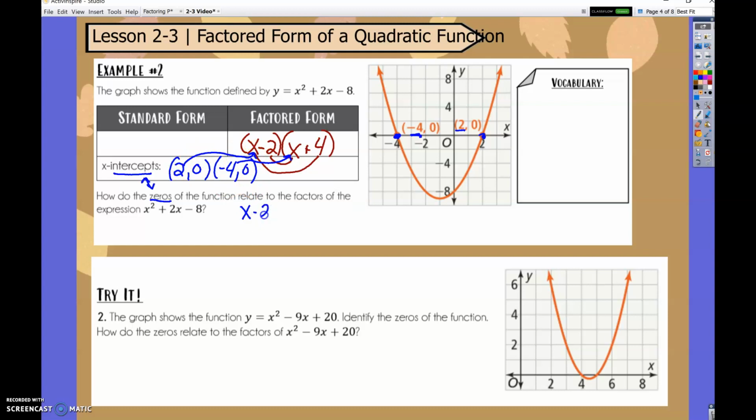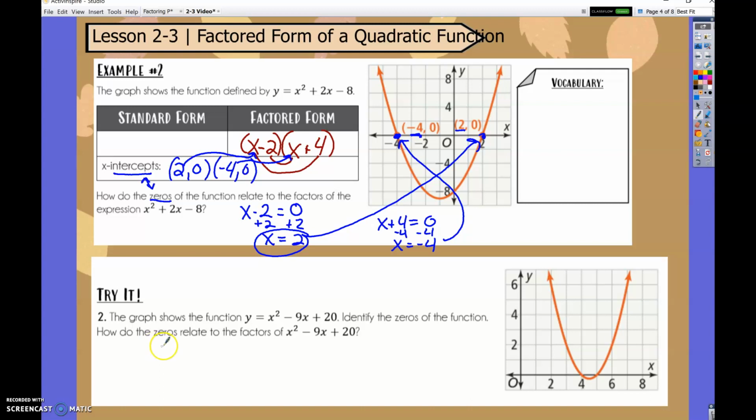So if I take x minus 2, which was one of my factors, and set it equal to 0, adding 2 to both sides tells me it crosses the x-axis at 2. If I take x plus 4 and set it equal to 0, set my factor equal to 0, I get x equals -4, and that too is an x-intercept. Now we see why factoring is so important.